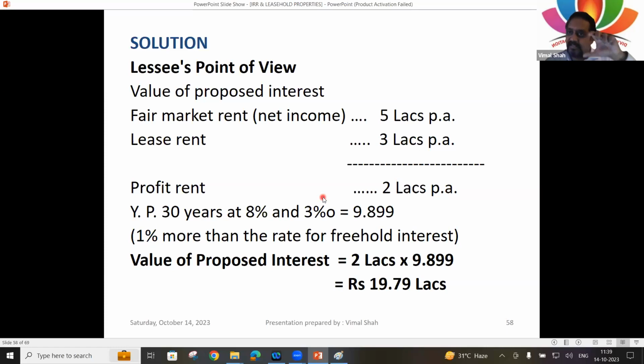So, again, we will consider it as per the lessee's point of view, and again as per the lessor's point of view. So, the value of the proposed interest, from the lessee's point of view: fair market rent is 5 lakh per annum. Lease rent is 3 lakh per annum.